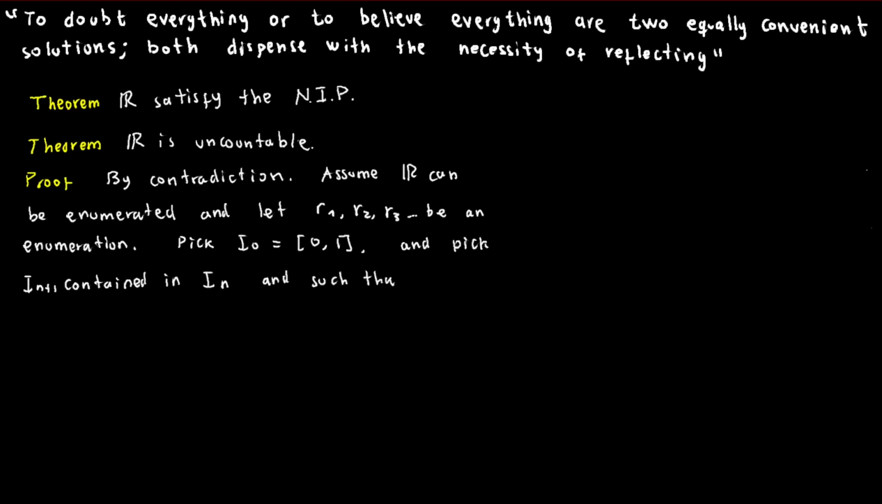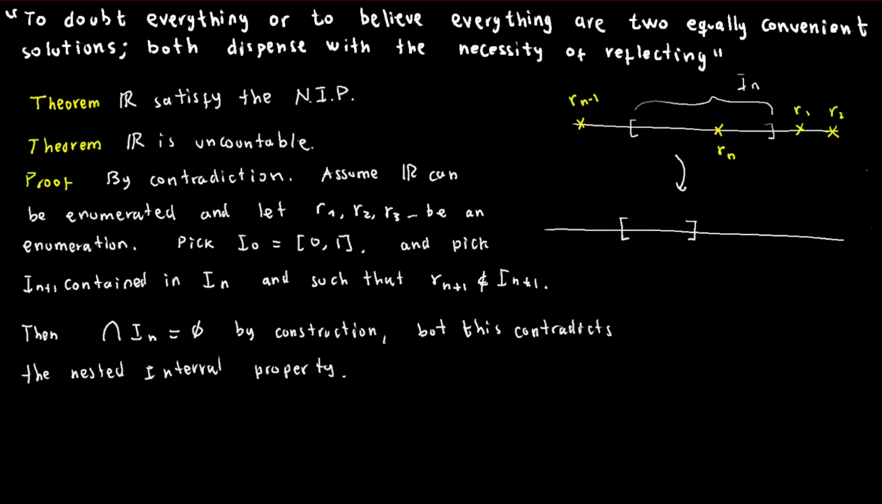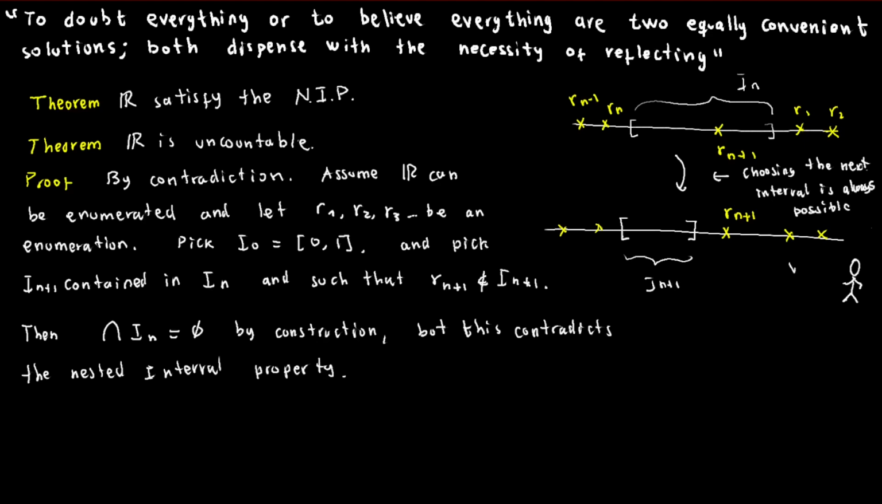Let I0 be an arbitrary non-empty closed interval. Assuming that I_n has been chosen, pick a non-empty interval I_{n+1} contained in I_n and such that R_{n+1} is not an element of I_{n+1}. From the construction, we conclude that I_n does not contain any of the reals R1, R2 up to R_n. But since, by assumption, the enumeration contained all the real numbers, we conclude that the intersection of the I_n is empty. This contradicts the nested interval property, and therefore the enumeration cannot exist.